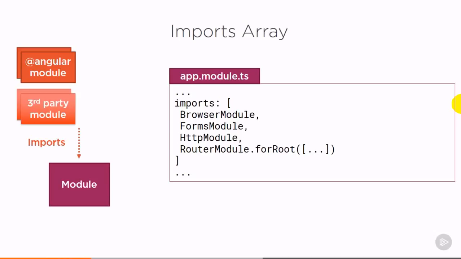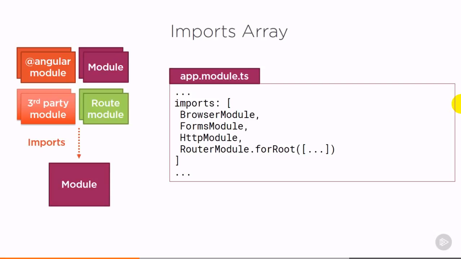Many third-party libraries are also Angular modules, such as Material Design. We can import third-party Angular modules to use their capabilities. We can import our own modules to extend our application with additional features or share capabilities across several modules. We'll see that in an upcoming demo. And we could separate out our route configurations into its own module or set of modules and import that.